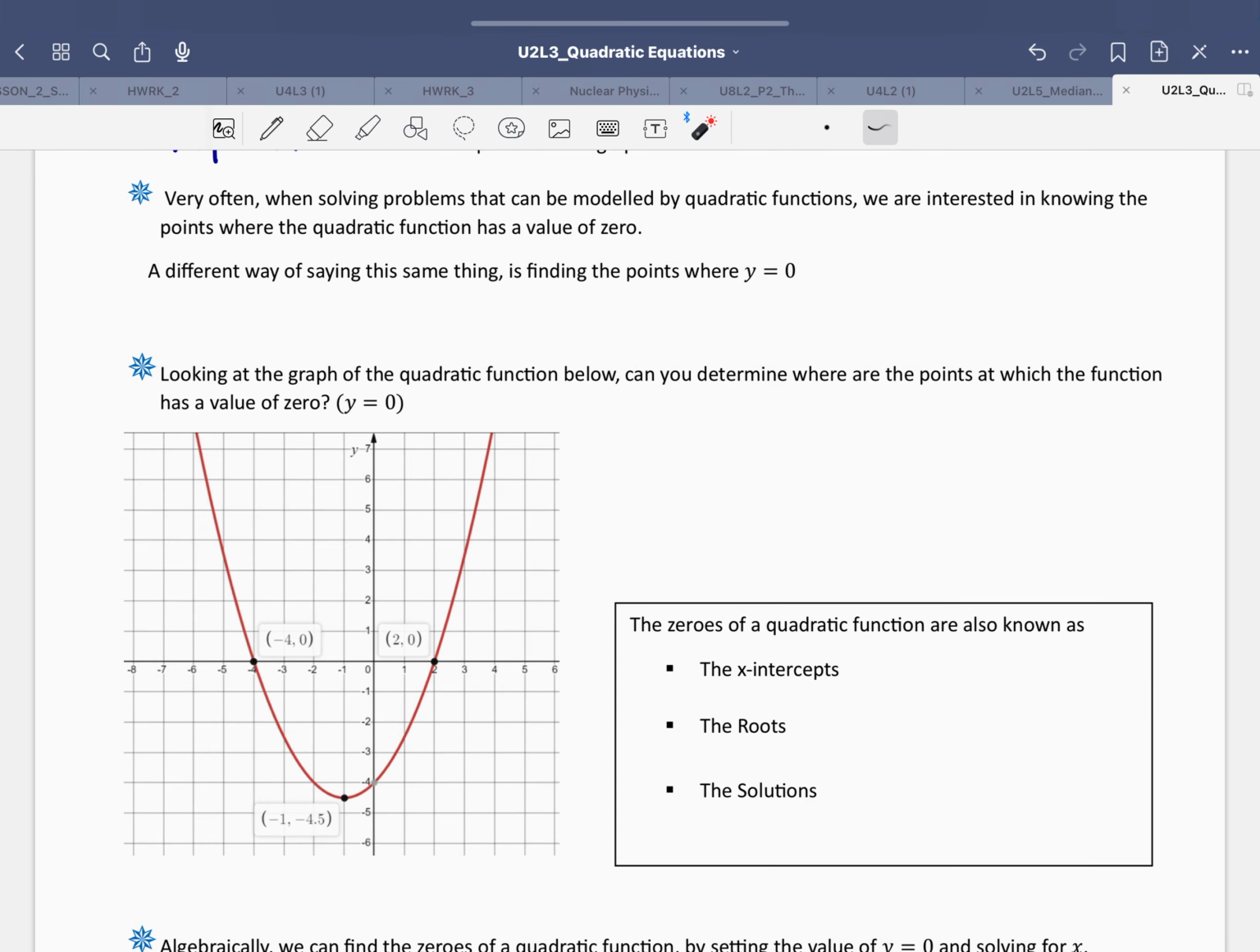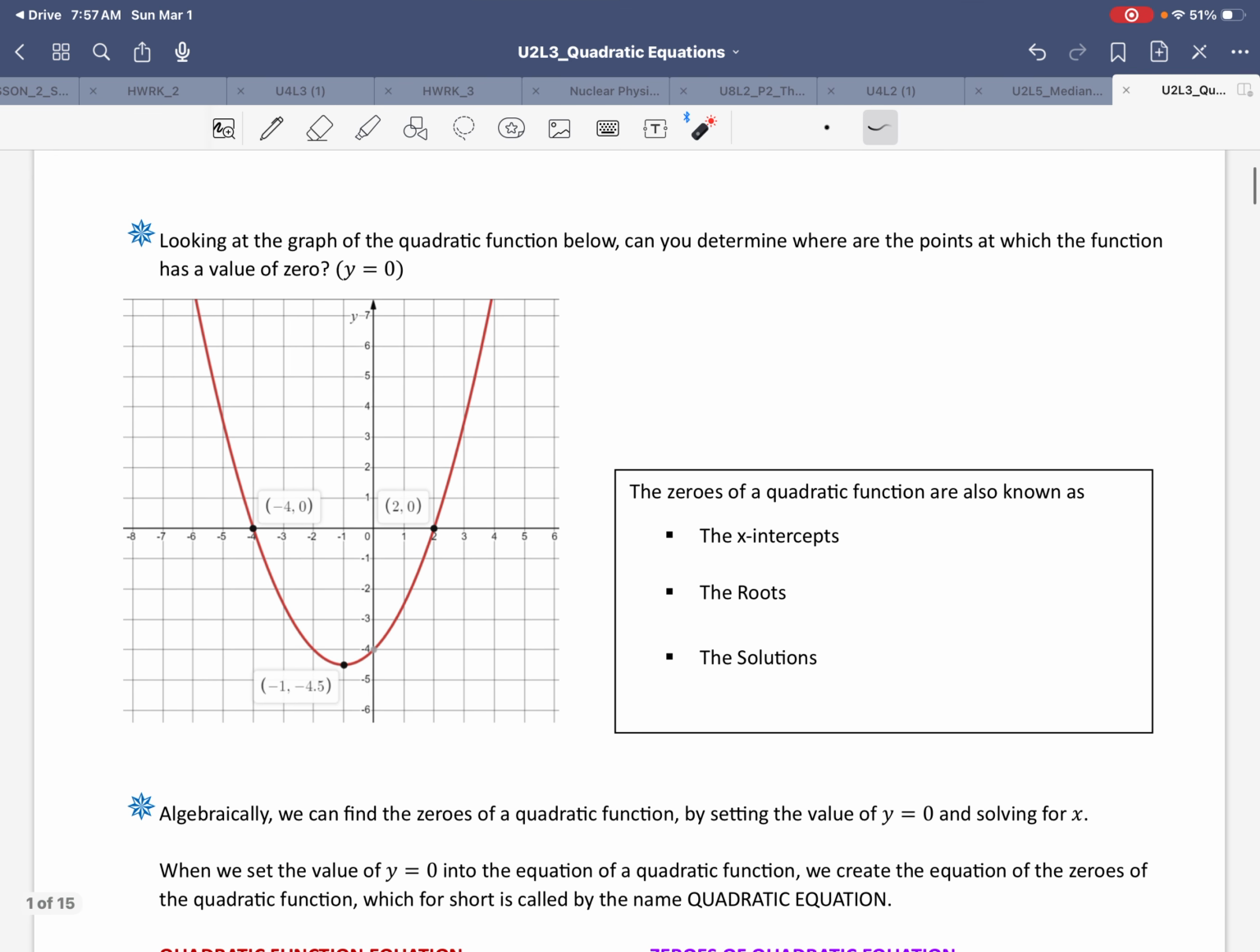So we're going to say that the zeros of a quadratic function are the x-intercepts, and they're also known as the roots of a quadratic function, and I'm going to talk a little bit more about it later. Or the solutions, because we're looking into these points. So those are the solutions to our problem.